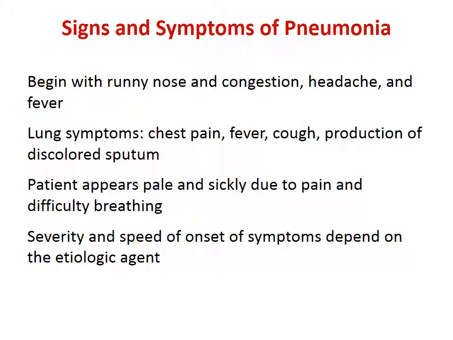So the signs and symptoms of pneumonia typically start off with an initial kind of upper respiratory infection, which includes runny nose, congestion, headache, fever. But then we start to see the progression deeper into the lungs. Now we see things like chest pain, excessive cough, fever, even discolored sputum. The patient is going to start to look very bad very quickly because of the inability to move gases effectively. And so they become very pale and even may start to turn blue. The idea is this is something that can come on very quickly and as a result potentially very fatal.